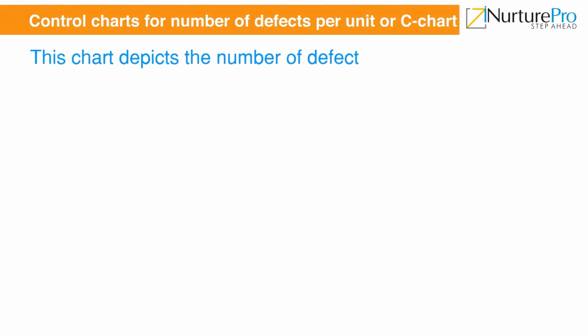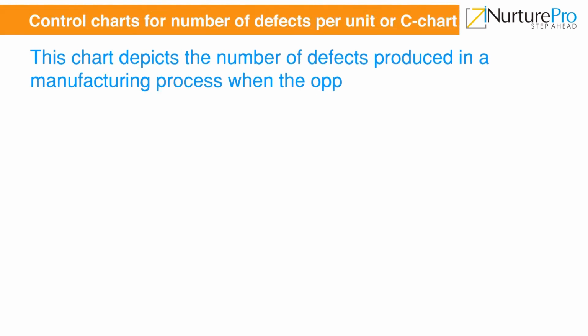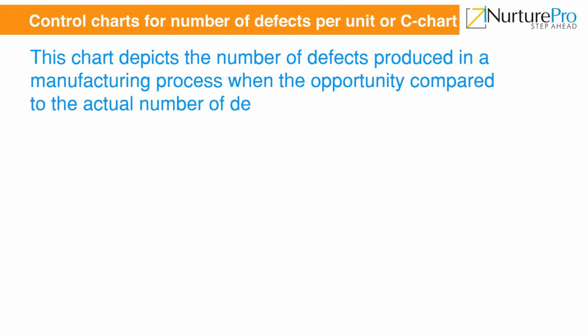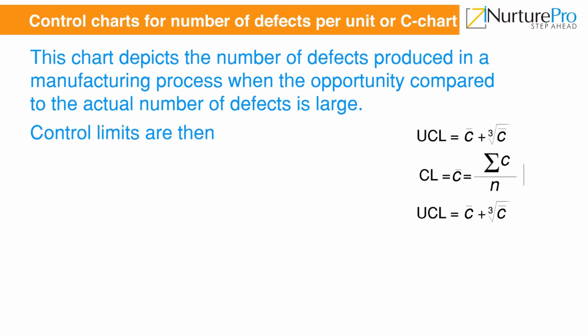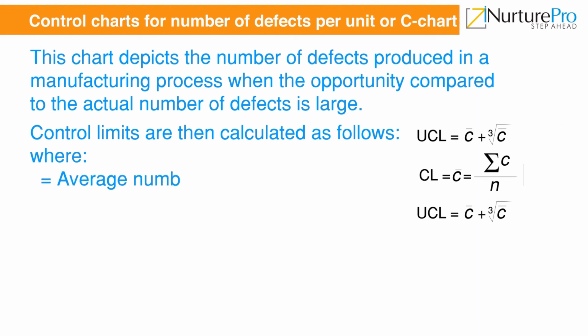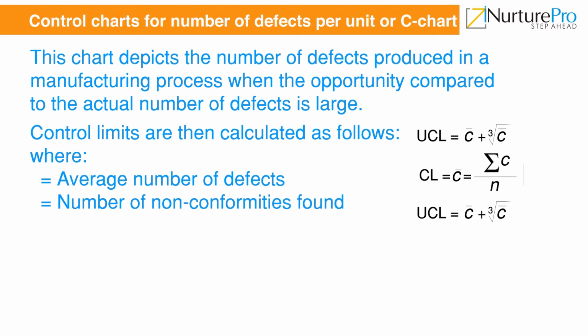This chart depicts the number of defects produced in a manufacturing process when the opportunity compared to the actual number of defects is large. Control limits are then calculated as follows, where c bar is equal to the average number of defects, c is equal to the number of non-conformities found, and n is equal to the size of the sample.